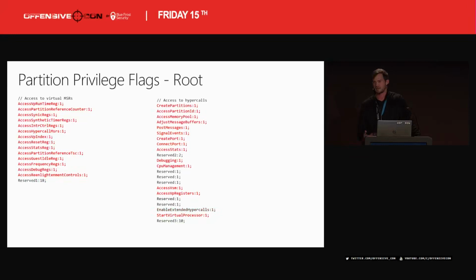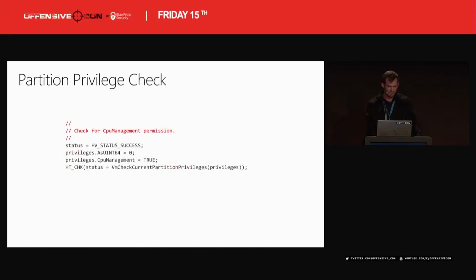So the root, as expected, is the most privileged. It has pretty much every privilege except for the extended hypercalls. If you recall, the extended hypercalls are forwarded off to the root, so by definition, it doesn't make sense. To do a partition privilege check, this is an example taken from the set logical processor property hypercall. Pretty simple. Basically, you set that bit, call into a routine, and it's going to check if your partition has that privilege or not.